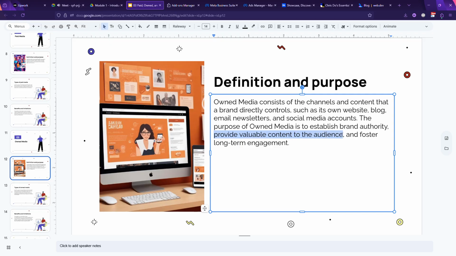They are empowering the audience with knowledge, and since they are empowering the audience with knowledge, they are giving them valuable content. They are teaching them valuable content for free. That's why it fosters long-term engagement.